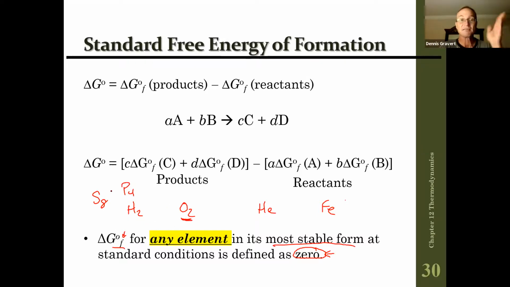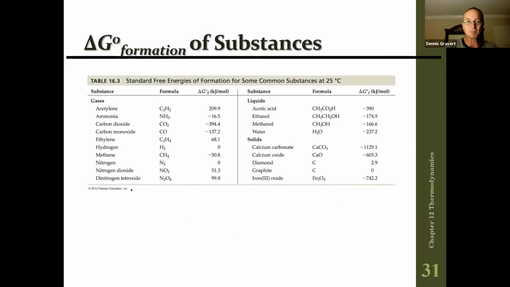So that's a nice shortcut. If you see one of the elements in your equation, and you have to do one of these Hess's law calculations, you can say, wait, that's the element. The delta G of formation is equal to 0. And just as proof, here's a table as an example.